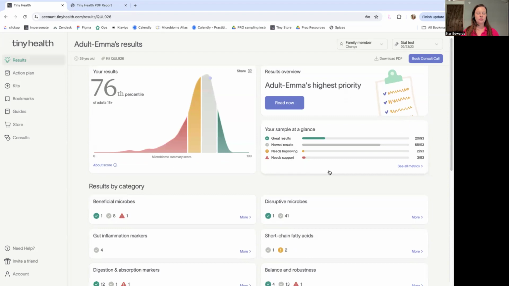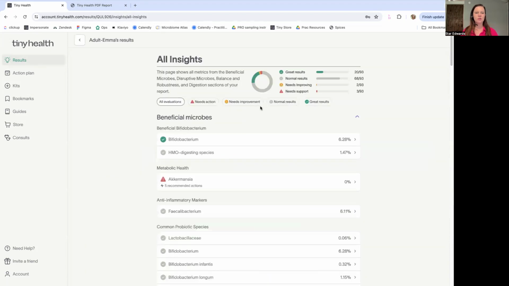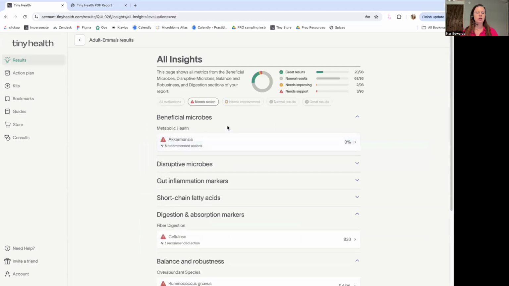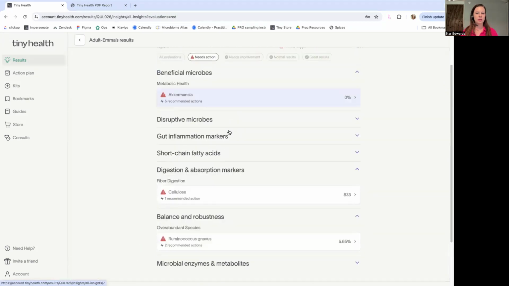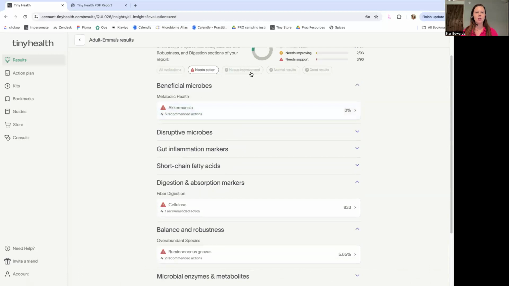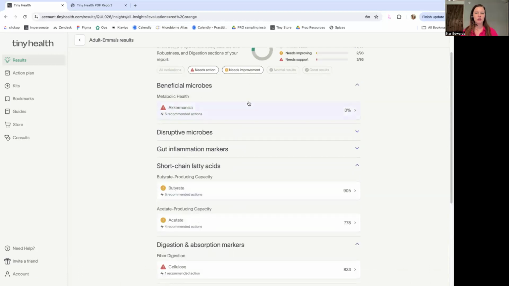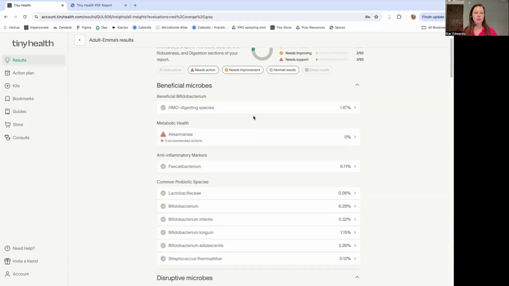Another really cool feature that is a little bit hidden is the See All metrics. And if you click on it, you can filter by the top priority action items. Again, these are the worst things that we found, so you can scroll through here and see what we need to work on. Second priority would be under needs improvement. And then if you want to see all the normal results, then you can click here.